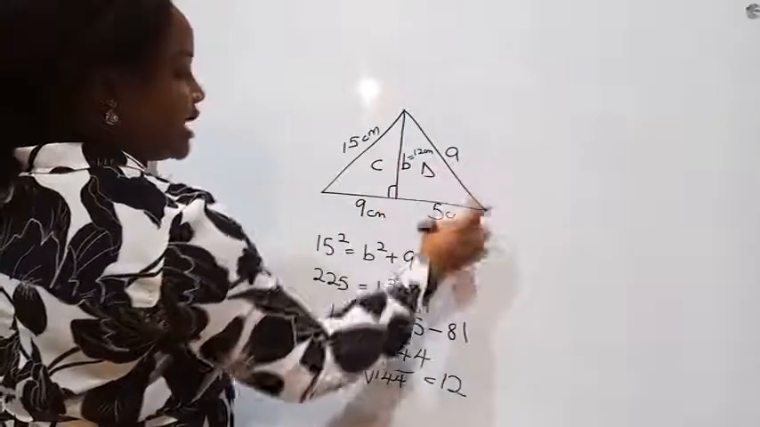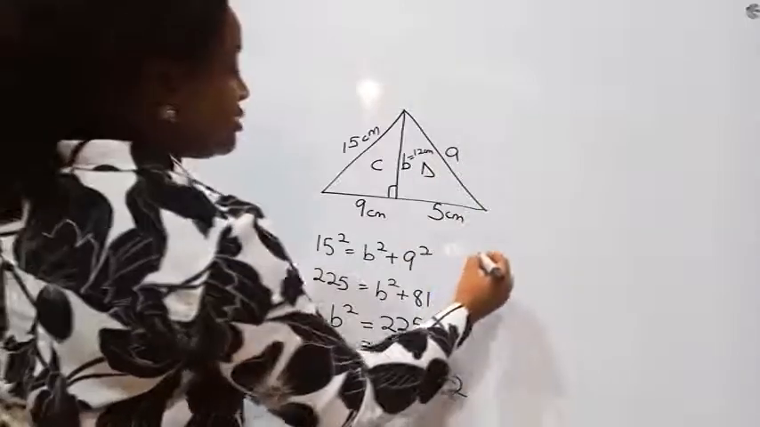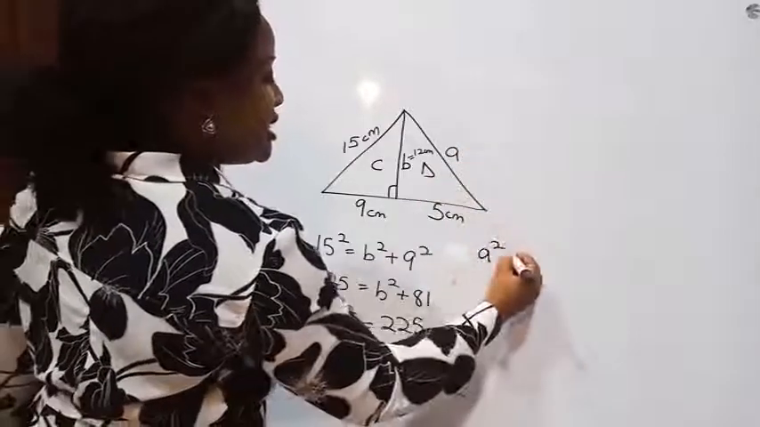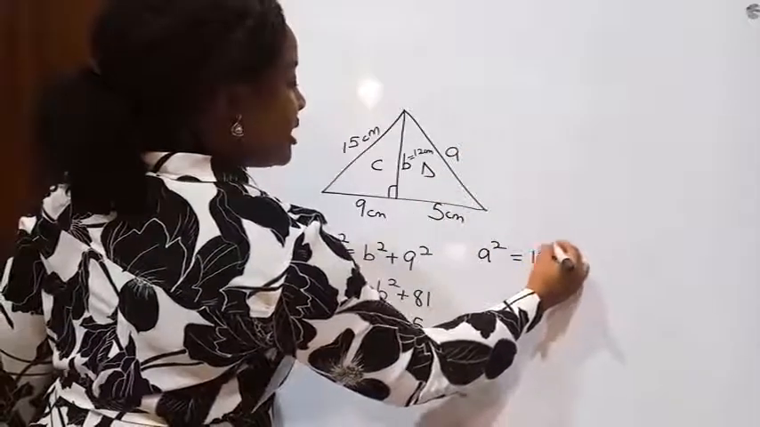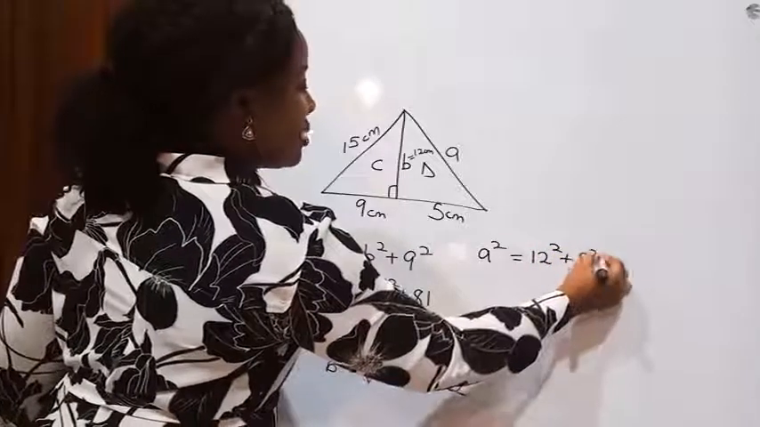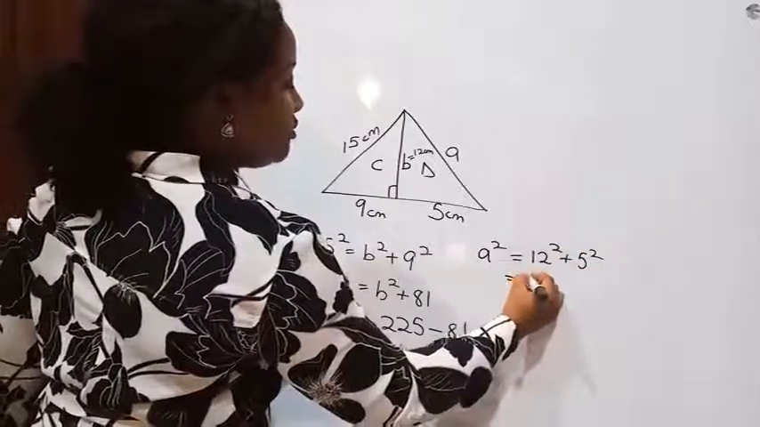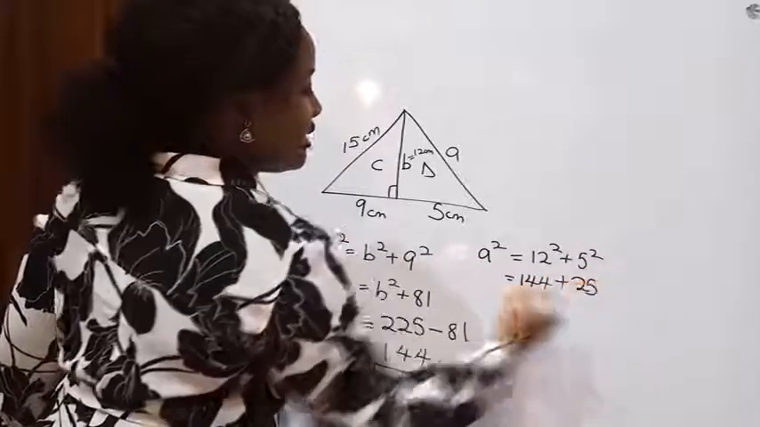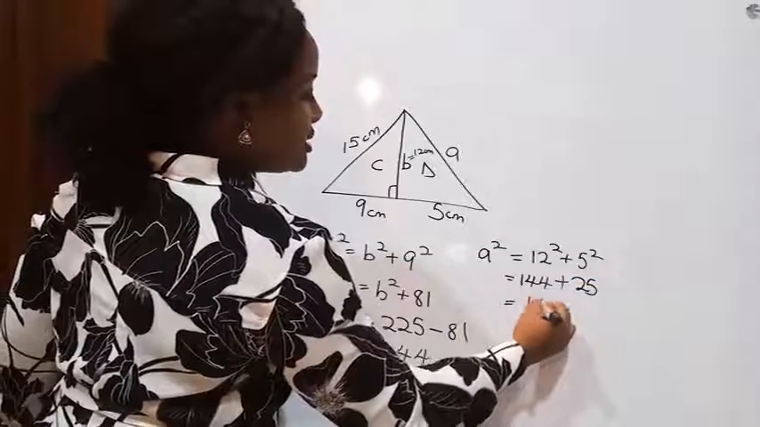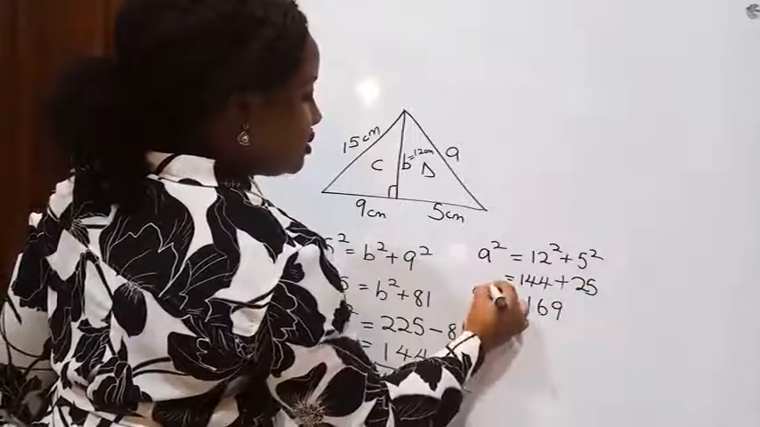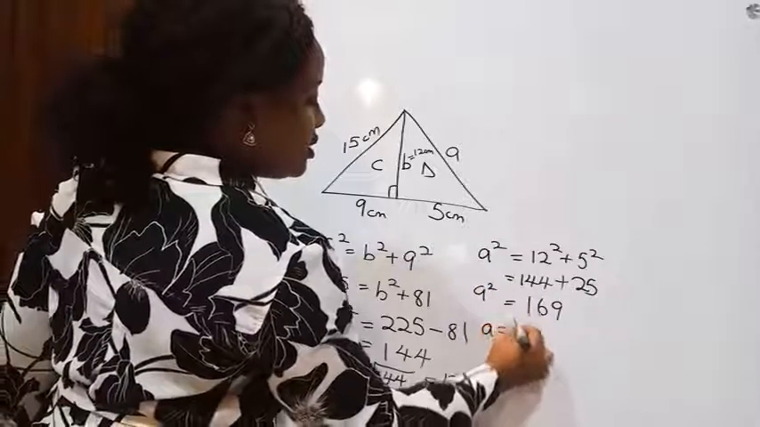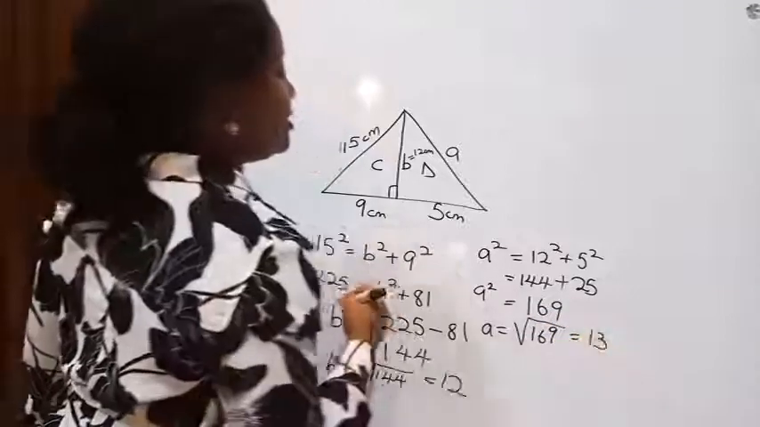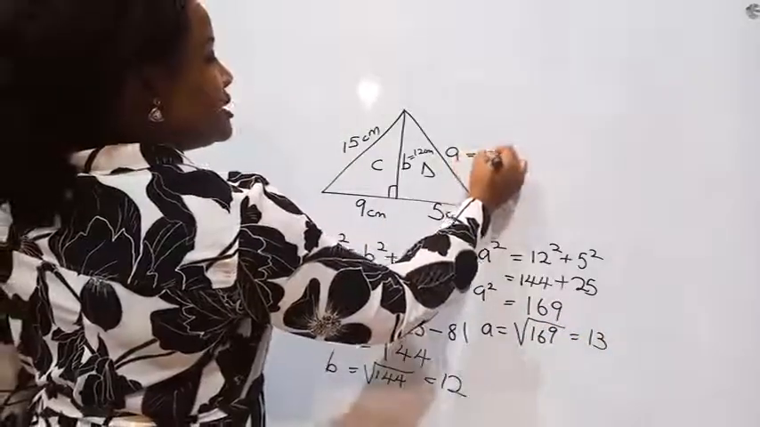We've solved for B, now we try to solve for A. We have our A squared, A is the hypotenuse, equals 12 squared plus 5 squared. That's 144 plus 25, which gives us 169. As A squared equals 169, our A equals square root of 169, which gives us 13. So our A equals 13 cm.